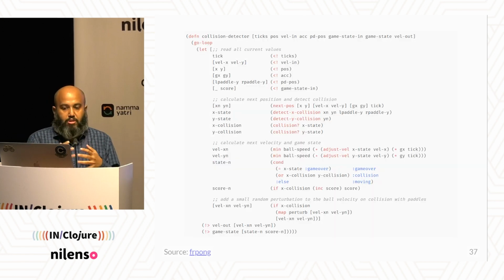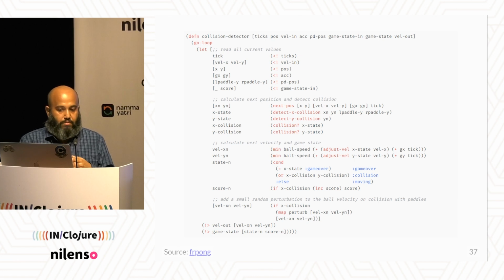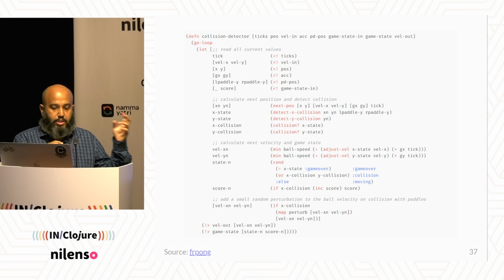This is how the connection looks, right? In the beginning, you read a bunch of data from a bunch of channels, which is immutable data, and then you do some computation. At the very end, you just write the output to some other channels, right? The game state and the velocity and stuff like that goes out, right? So clean, right? And you don't have to care about each one of these functions, next position, detect X collision, etc.